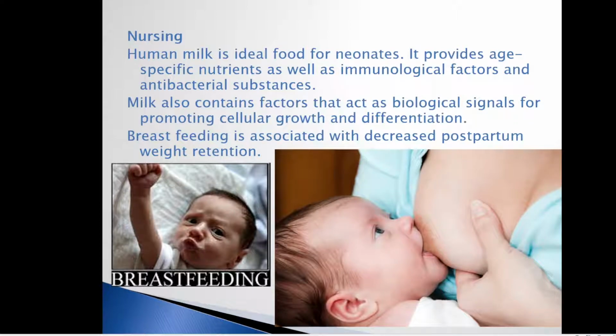Nursing. Human milk is the ideal food for neonates. It provides age-specific nutrients as well as immunological factors and antibacterial substances. Milk also contains factors that act as biological signals for promoting cellular growth and differentiation. Breastfeeding is associated with decreased postpartum weight retention.